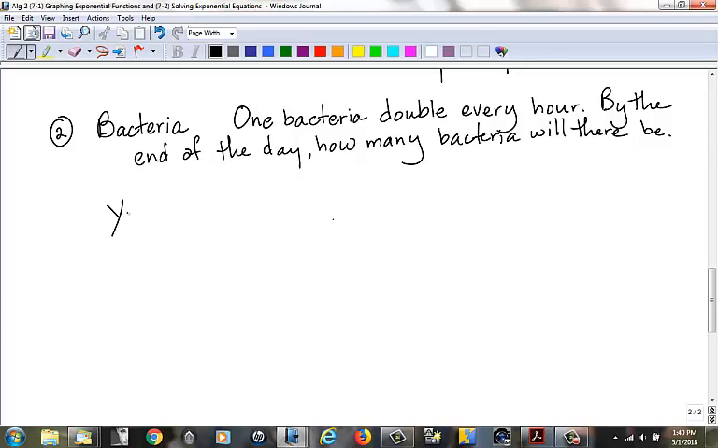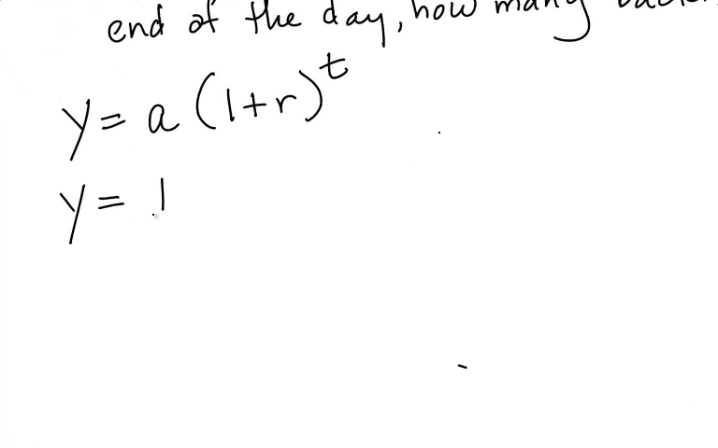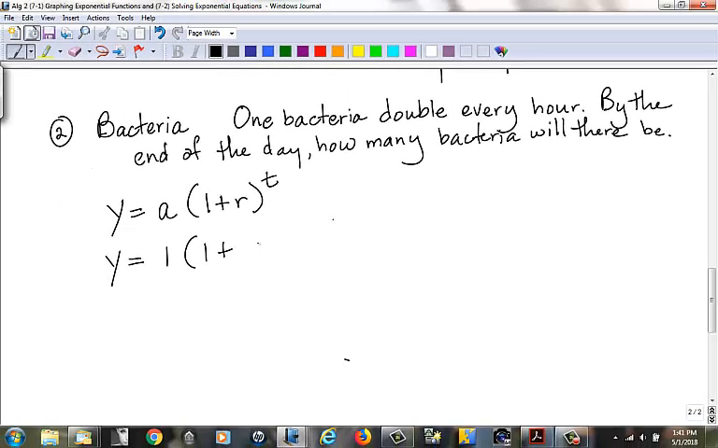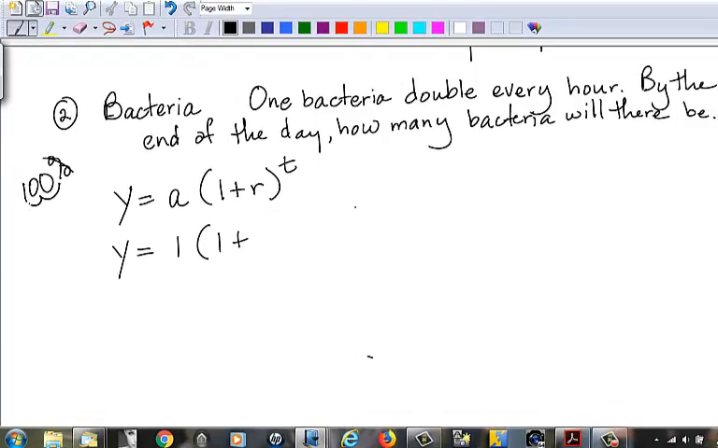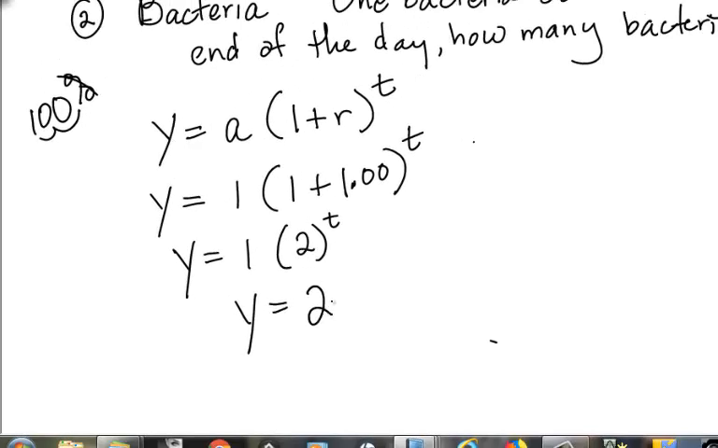Okay, so the beginning equation is still y equals a, and this is growth. Y equals a times the quantity 1 plus r to the t power. We're starting with 1 bacteria, but if it doubles every hour, that's 100% growth. So this would be 100%. If you take 100% and move the decimal back, this is also 1.00, to the t power. So this is like 1 times 2 to the t power, or y equals 2 to the t power.